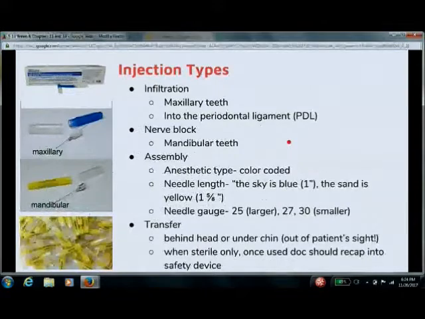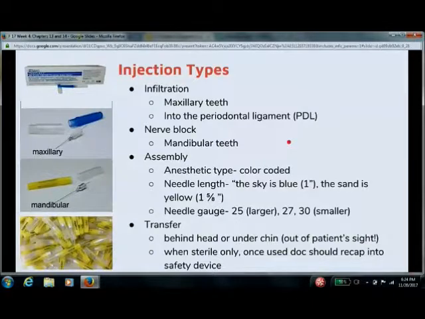Okay, so injection types. Infiltration is for the maxillary teeth. A nerve block is for the mandibular teeth. And the needle is color-coded in most offices. So the maxillary needle is blue. The mandibular needle is yellow. The maxillary is shorter. The mandibular is longer. And so we say the sky is blue, the sand is yellow.